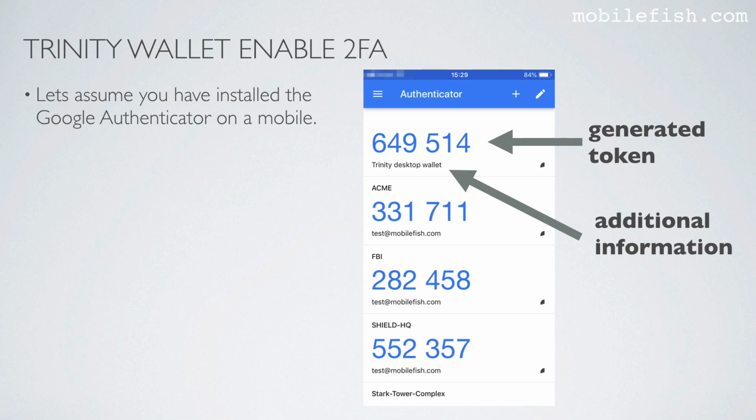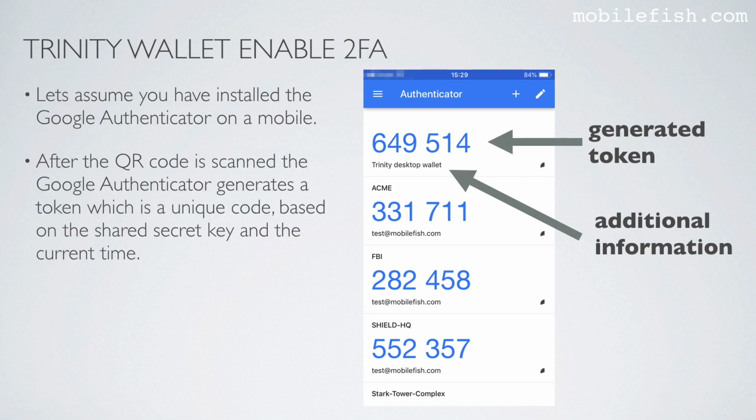Let's assume you have installed the Google Authenticator on a mobile. After the QR code is scanned, the Google Authenticator generates a token, which is a unique code based on the shared secret key and the current time. As you can see over here, this is the generated token. And this is additional information. Here's another example. This is the generated token. This is the issuer name. And this is the account name. The question is, how is this token generated?